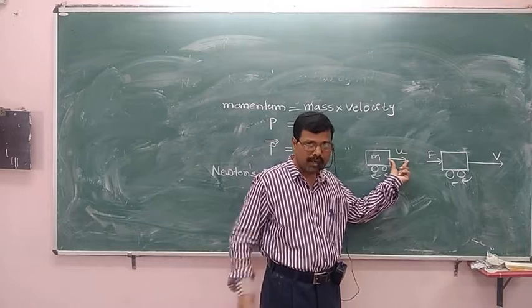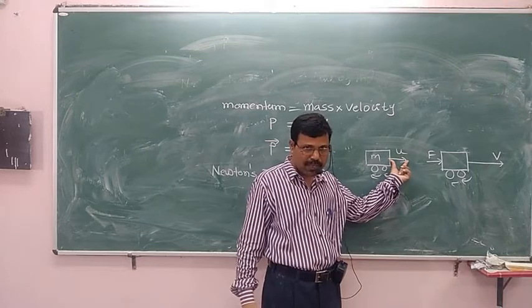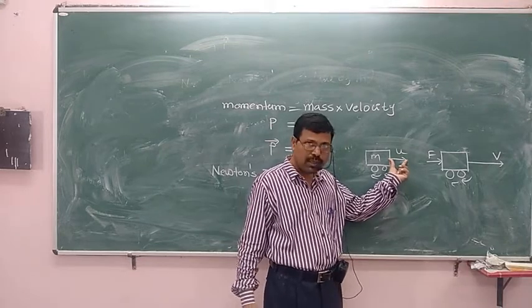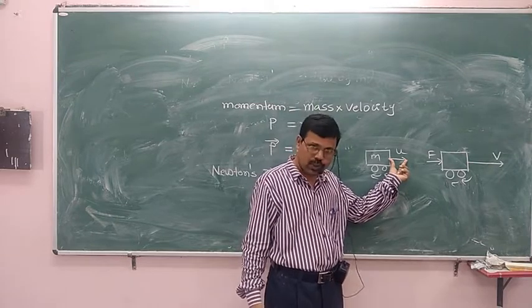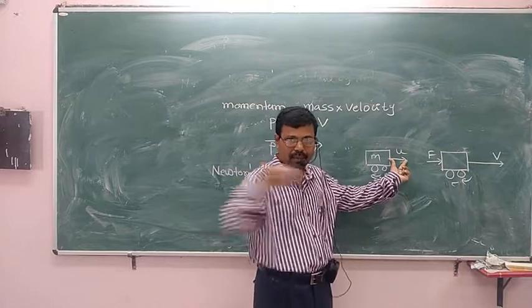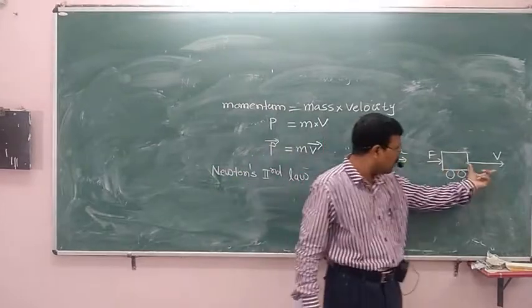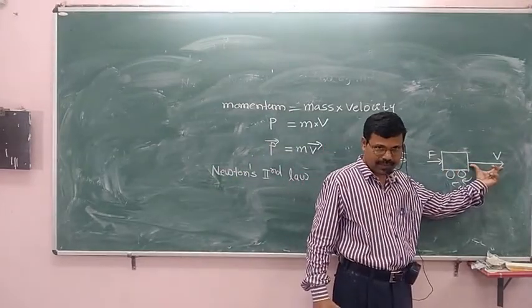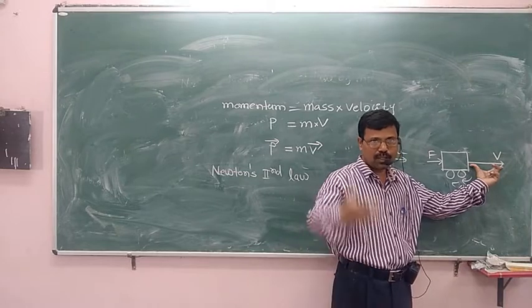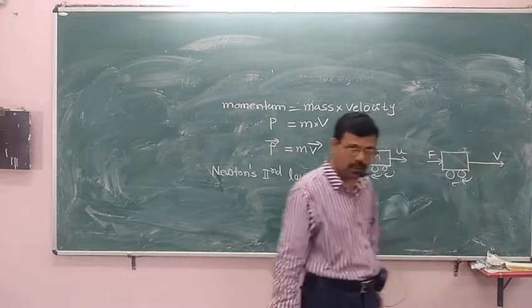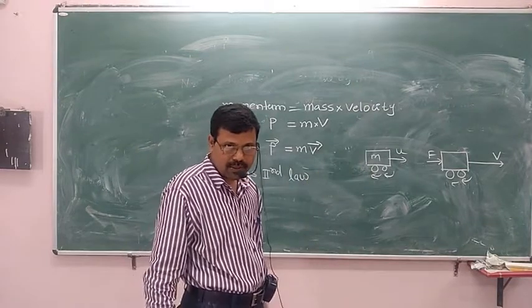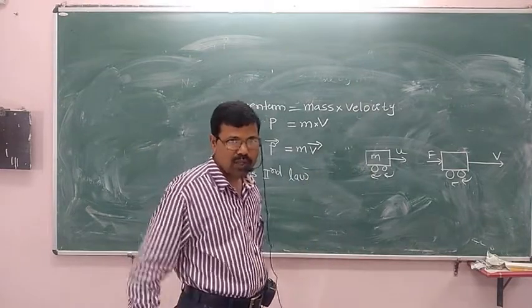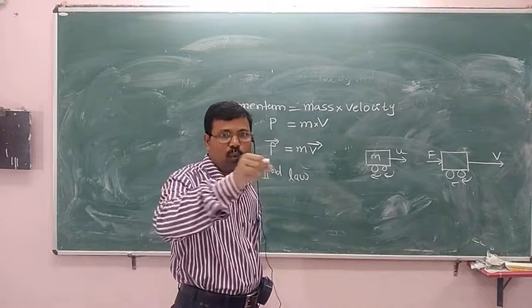The length of the arrow mark gives the magnitude. Here it is moving with some velocity which is less. Suddenly when the force is applied on this body, velocity increases. The length of the arrow mark is more, therefore its velocity is more. It means there is a change in velocity here. What is the change in velocity? v minus u.